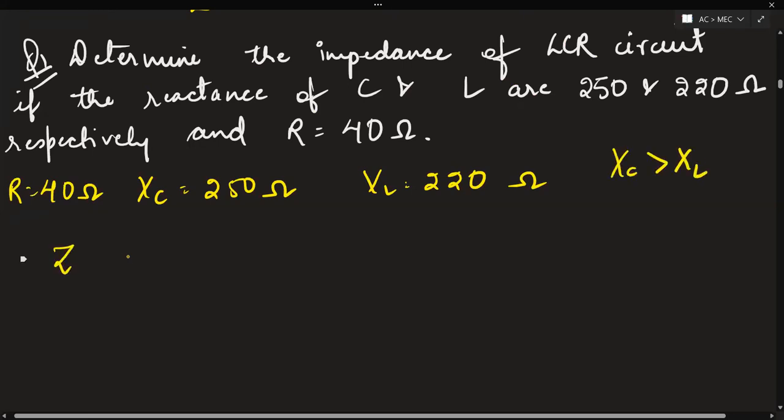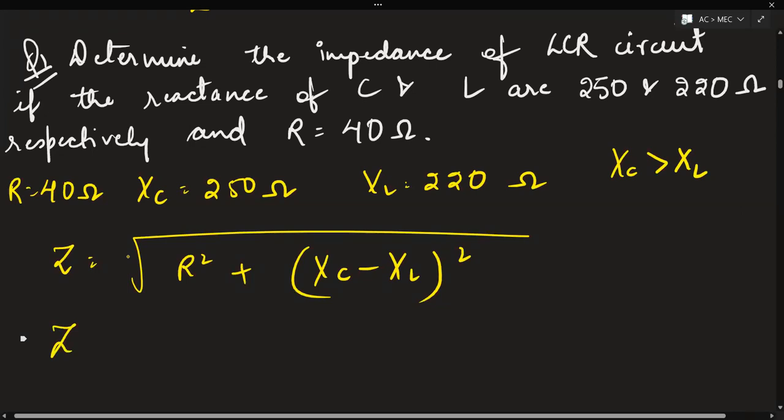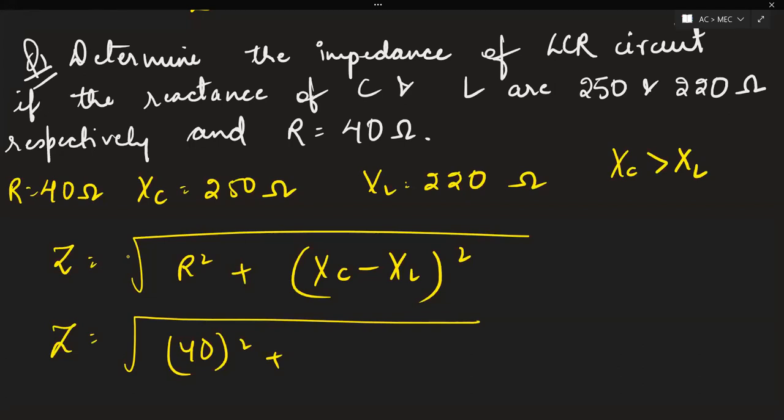So the impedance formula will become under root R square plus XC minus XL square. In order to avoid that negative sign, we put first whichever term is greater. So Z will be equal to under root 40 whole square plus XC minus XL, that becomes 250 minus 220, 30 square. So this answer will be directly 50 ohms because obviously these three form Pythagorean triplets. So this will be the answer.